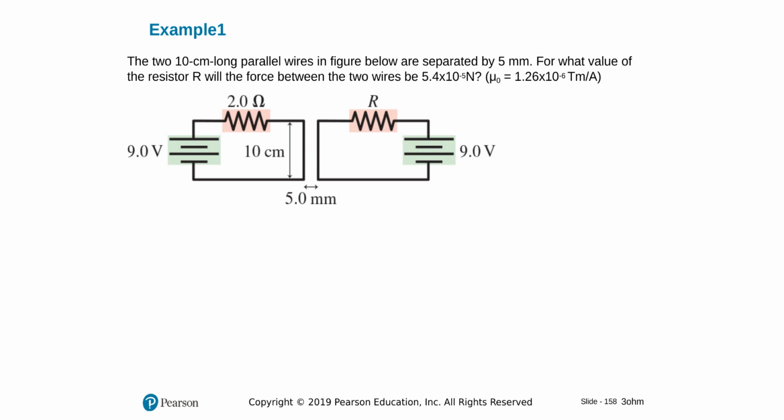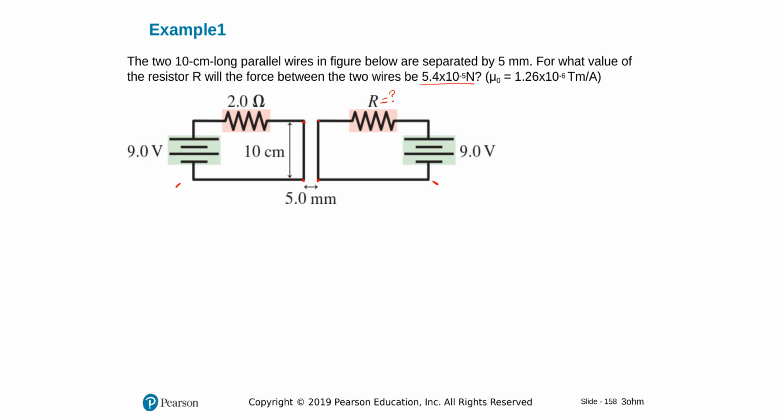This question is a nice question here. We have 10 centimeter long parallel wires, and there is 5 millimeter distance in between them, and they are in simple circuits, both of them. There is resistance in the wires. For what value of resistor R is the force between these two wires 5.4 times 10⁻⁵ Newton?